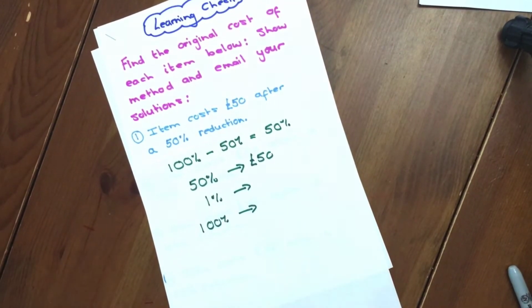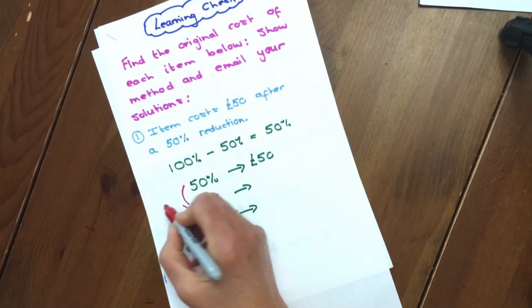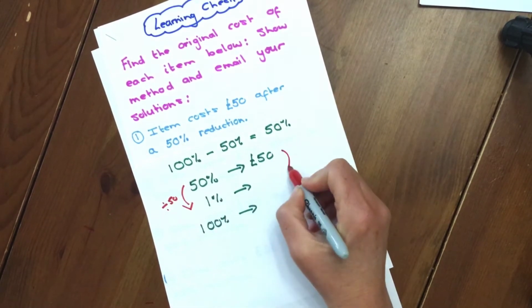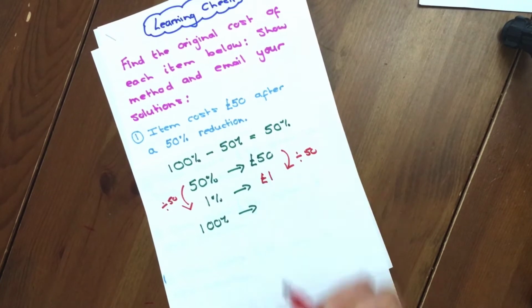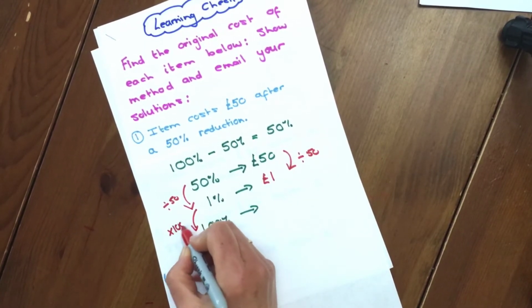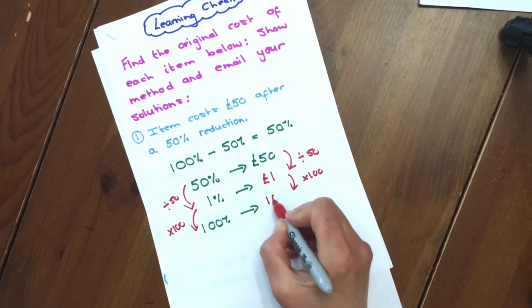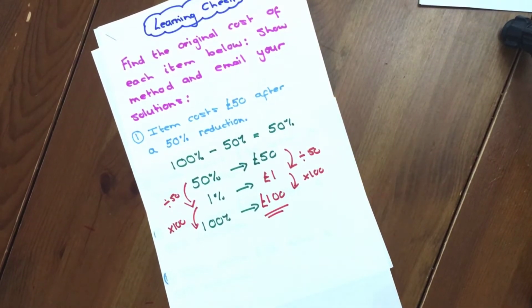Now most of you probably can do this in your head, but in case you can't, I've divided by 50 here. 50 divided by 50 is 1. So I divide by 50 here and I get a nice round £1. Then I'm going to times by 100 here. So my answer is £100. Well done, most of you got that question correct.